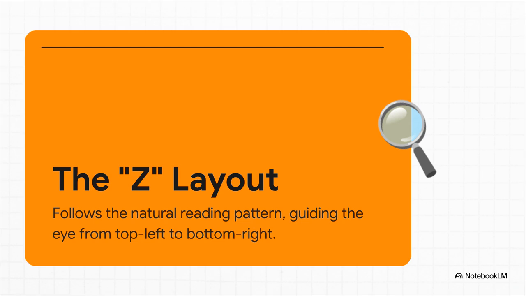Next up, we have the Z layout. This one is super clever because it piggybacks on the way many of us naturally read a page. Your eye automatically starts at the top left, zips across to the top right, cuts down diagonally to the bottom left, and then finishes at the bottom right. It's an incredibly effective way to guide someone through information exactly in the order you want them to see it.